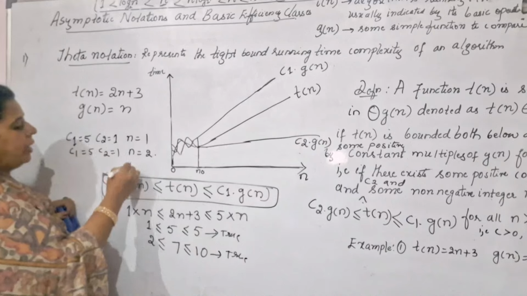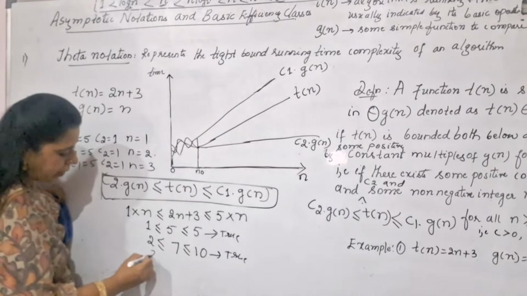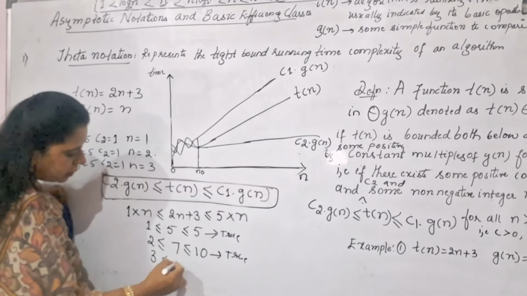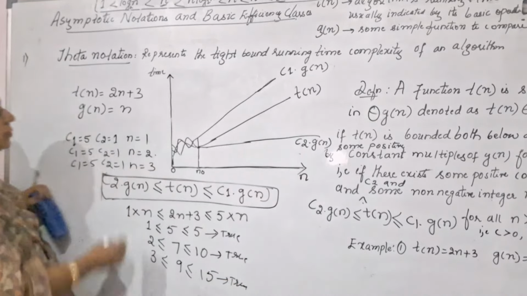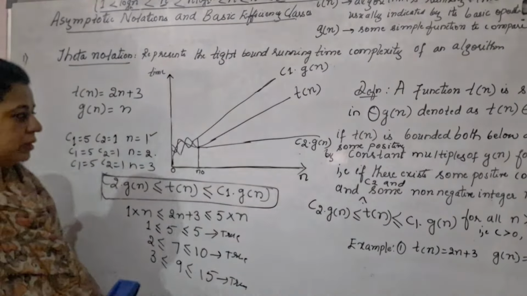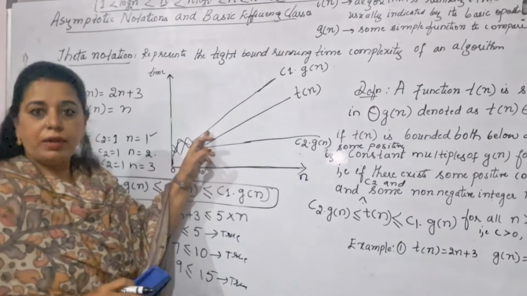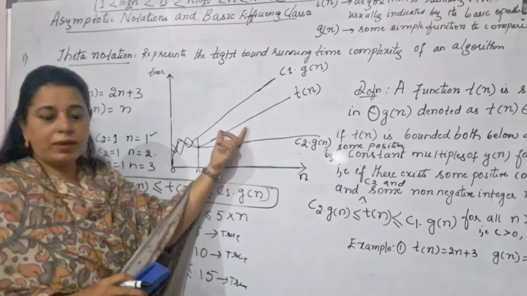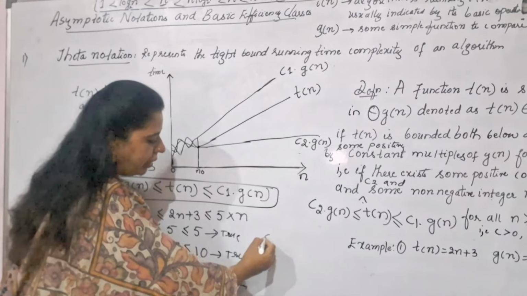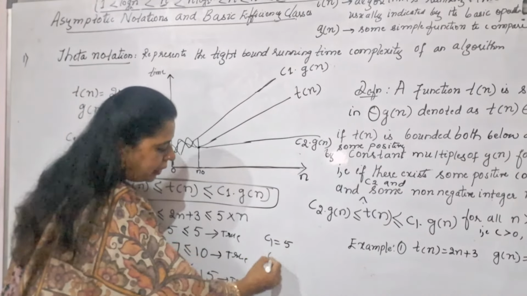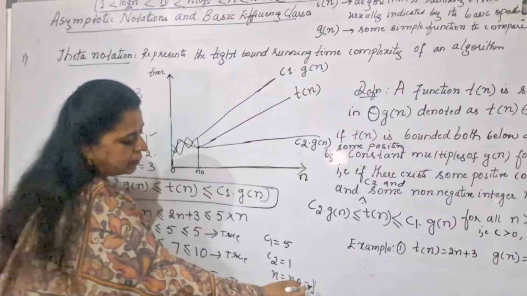Fine. So then we'll take n equal to 3, c1 is 5 and c2 is 1. n is 3, less than or equal to 2 into 3, 6 plus 3, 9, less than or equal to 5 into 3, 15. Yes, it is true. So that means whatever value we had started with, n equal to 1, it is right. That means n0 is 1 now. From that 1 onwards, c1 into g of n will be above t of n and c2 into g of n will be below t of n. So our final values are c1 equal to 5, c2 equal to 1 and n0 equal to 1. And definitely it is satisfying also.